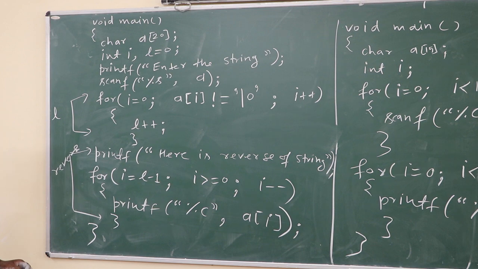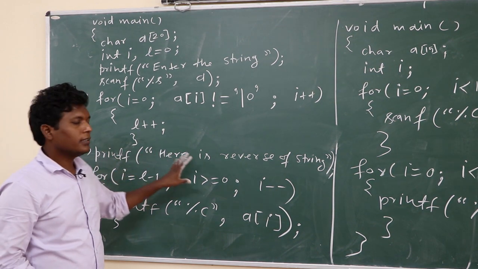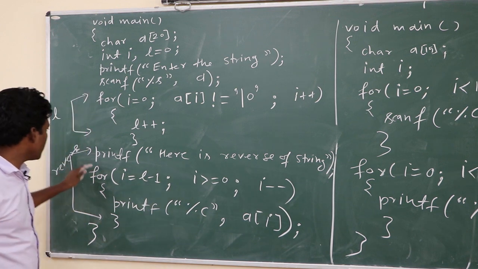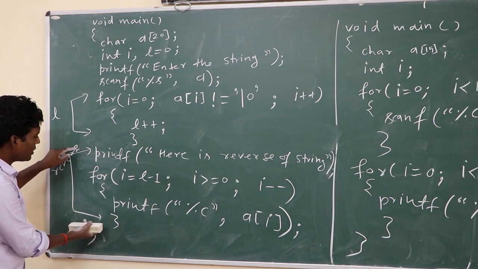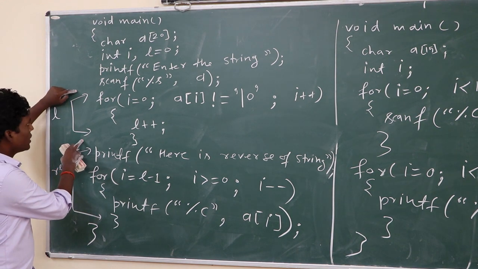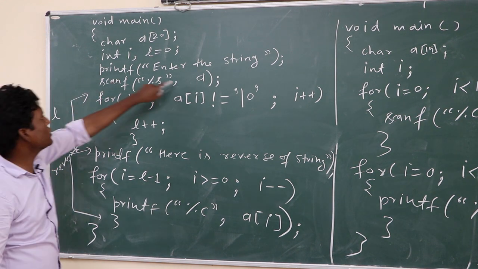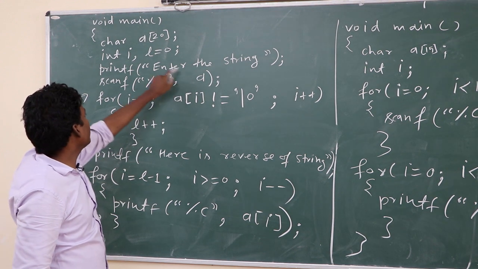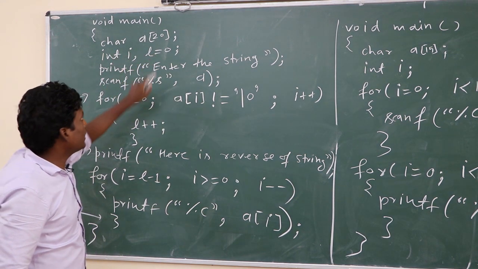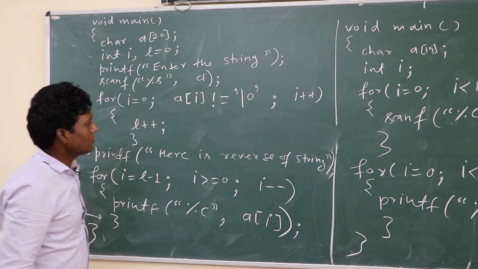Okay, class. In this way we print anything in reverse order of a string. Here the string is printed in reverse in this section, and here the length of the string is calculated. Here the string is inputted. And this is the variable, and this is the string declaration.